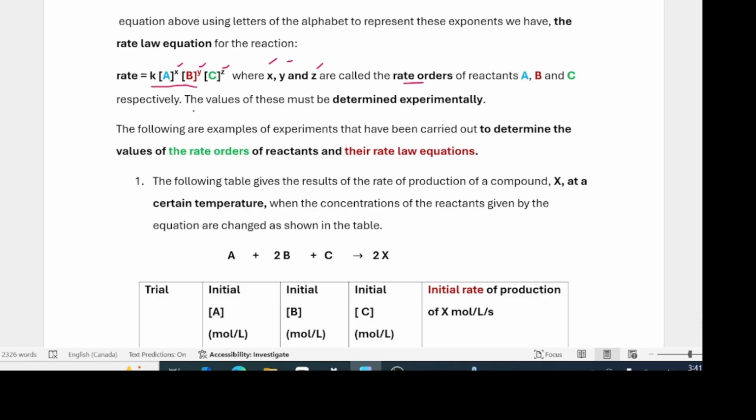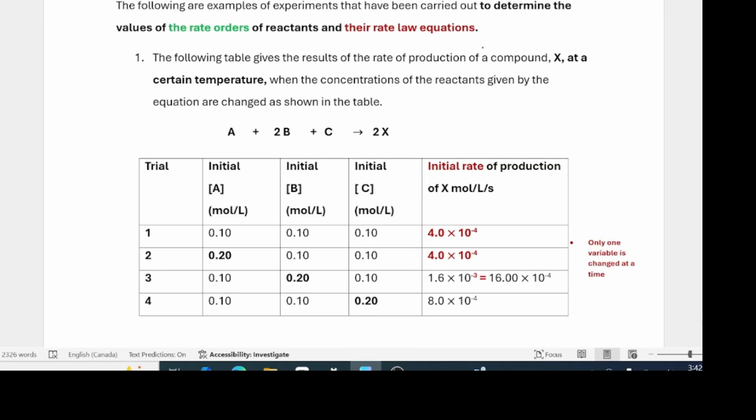Now listen to this. These values here must be determined experimentally. The following are examples of experiments that have been carried out that determine the values of the rate orders of reactants and their rate law equations. The following table gives the result of the rate of production of a compound X at a particular temperature when the concentrations of the reactants given by the equations are changed as shown in the table.